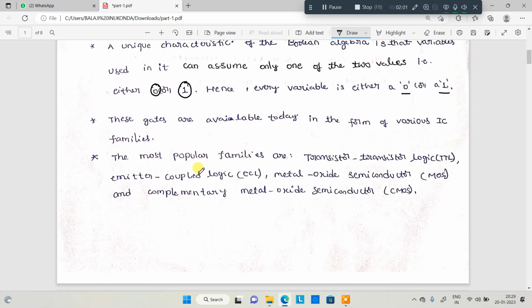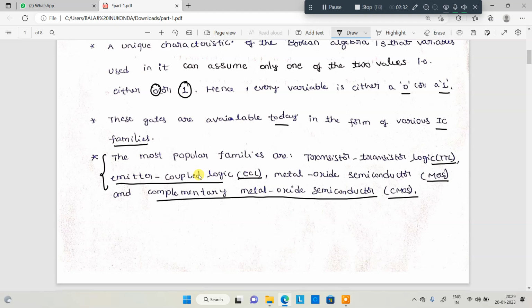These gates are available today in various IC families. In your 6th chapter we are going to discuss the different ICs. In that, the popular IC families are TTL, transistor-transistor logic, and ECL, that means emitter coupled logic. Next, metal oxide semiconductor, MOS logic, and complementary metal oxide semiconductor, CMOS logic. All these logics are related to chapter number 6. Complete discussion will be there. So these are the ICs available.